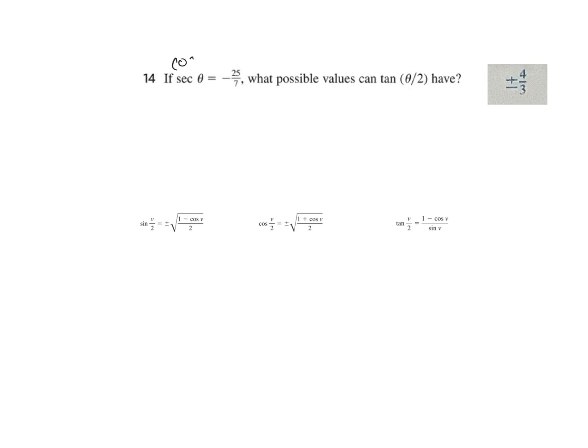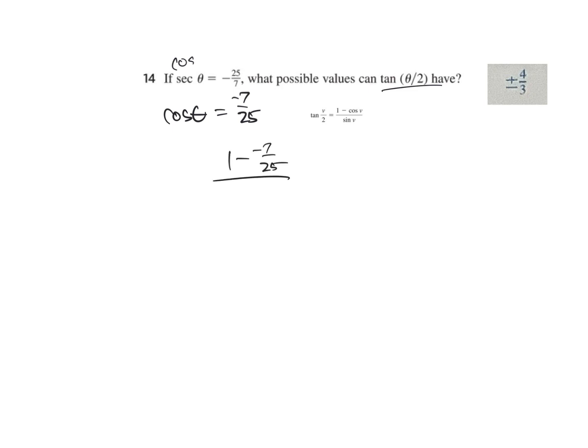Okay, cosine, let's do cosine of theta is equal to negative 7 over 25. And we're finding the tangent again, so let's erase this other stuff. So we've got to find the tangent. So again, 1 minus the cosine all over the sine. So we've got to find the sine. Secant was cosine, that was negative, x is negative. And it wants all the possible values for the tangent here.